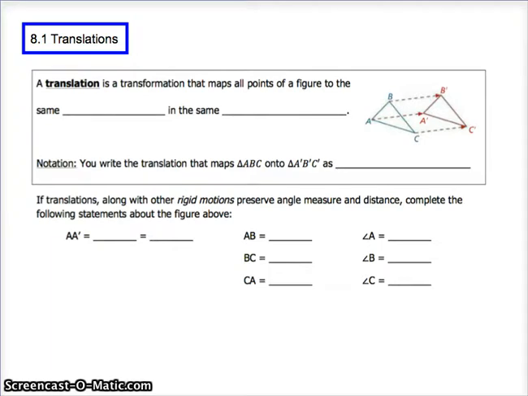Hey everyone, and welcome to today's lesson about translations. This is the first in 3 lessons about transformations and rigid motions.